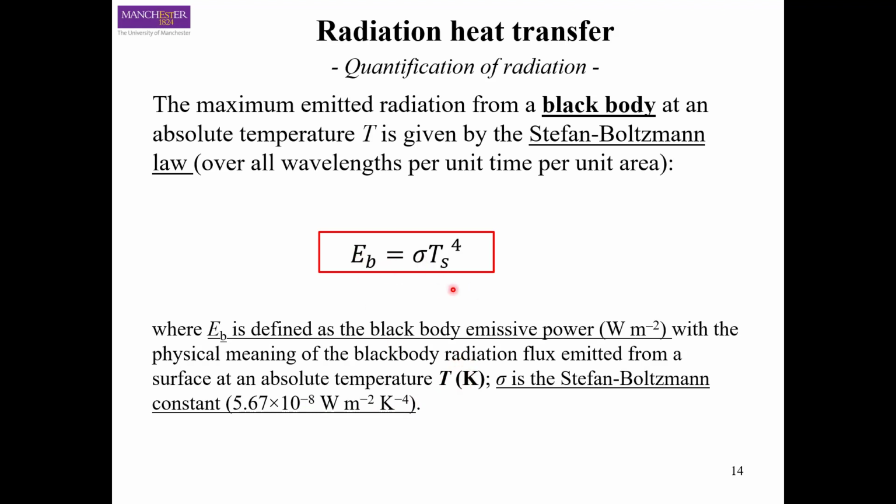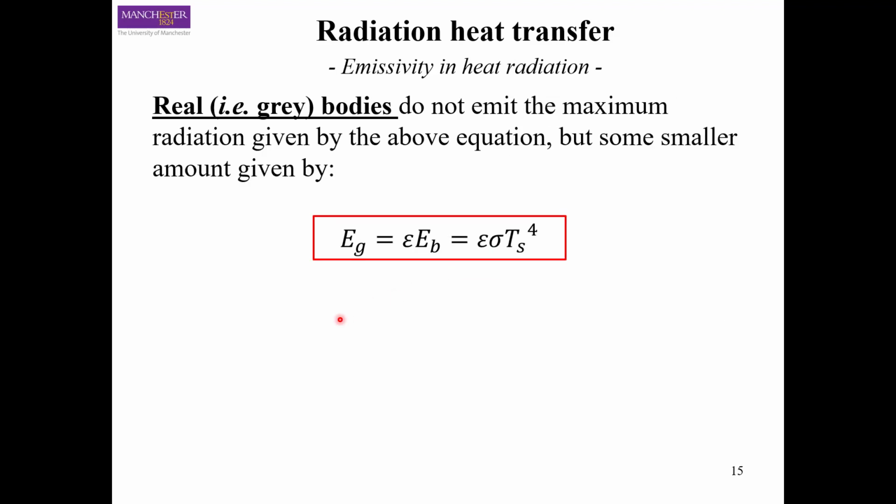By using this equation, we can calculate the maximum amount of energy that can be emitted by a black body at a certain absolute surface temperature, Ts. While in reality, as I said, we do not have black bodies; we have what we call real bodies.